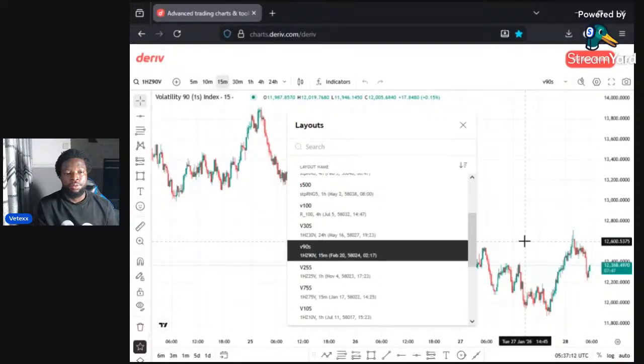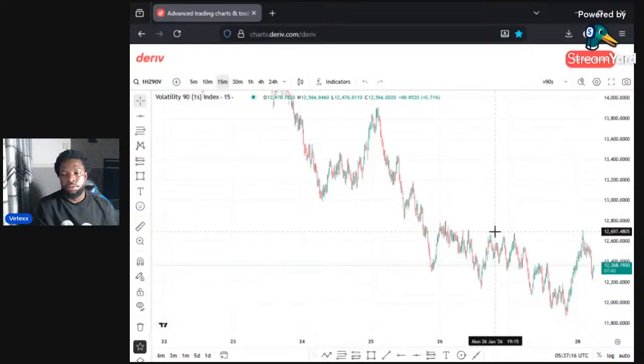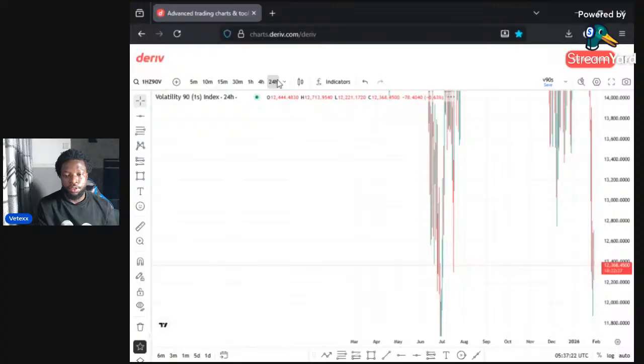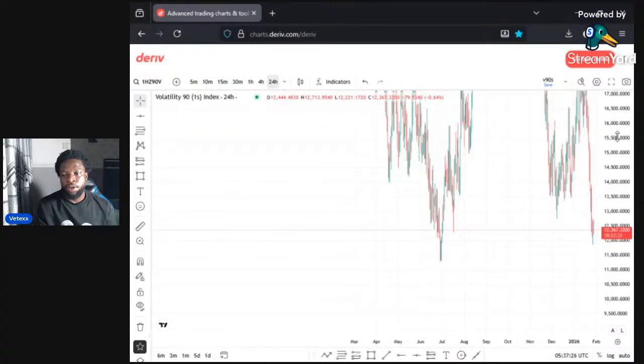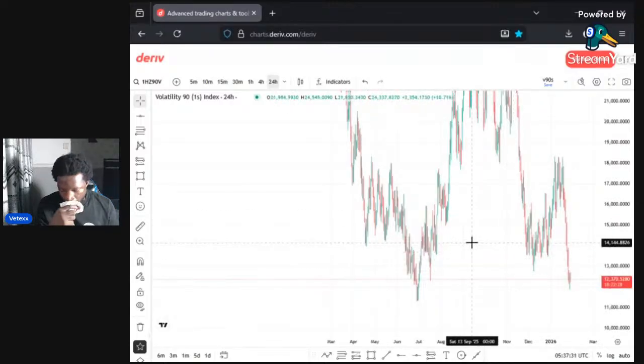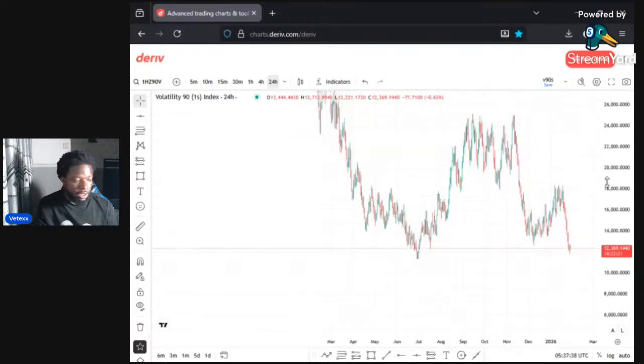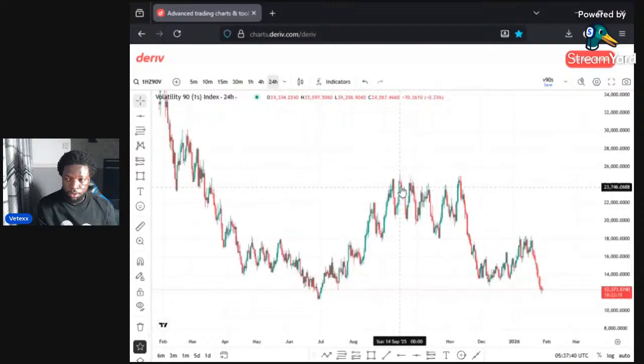Okay, so this is V90S. Let's check the next pair. Let's check the time frame, starting from the higher time frame to the lower time frame. On the weekly time frame, V90S is bearish, and the daily time frame is also bearish.